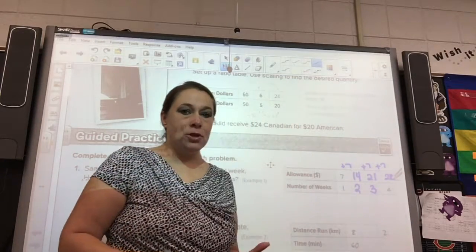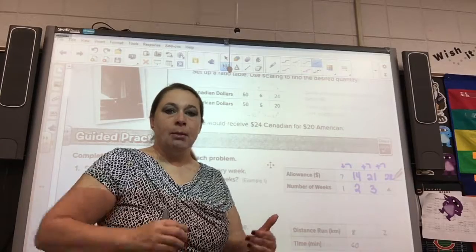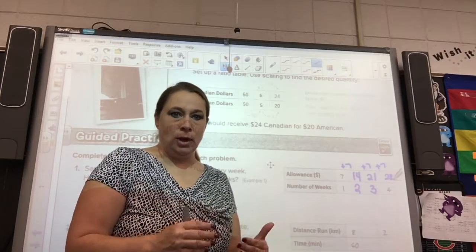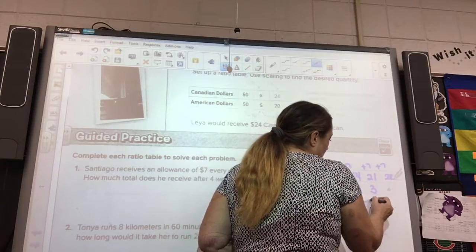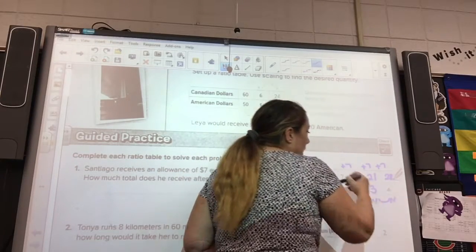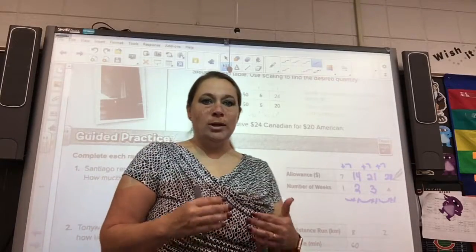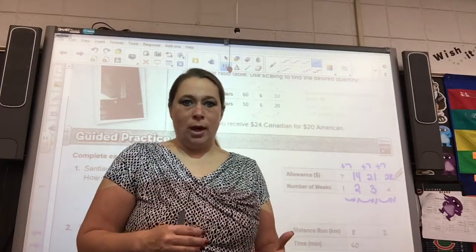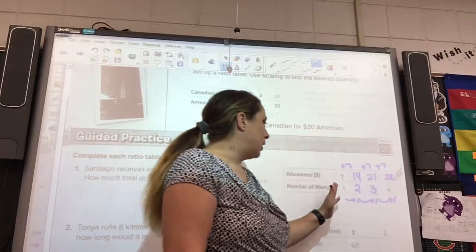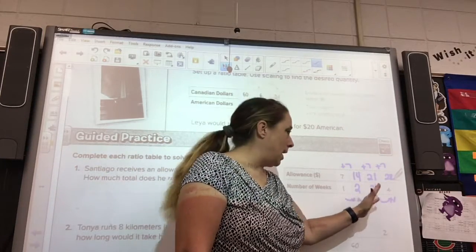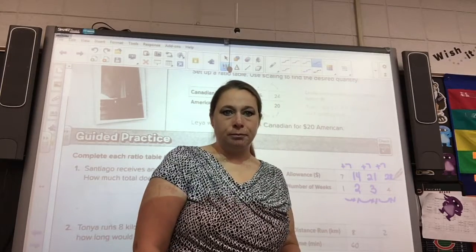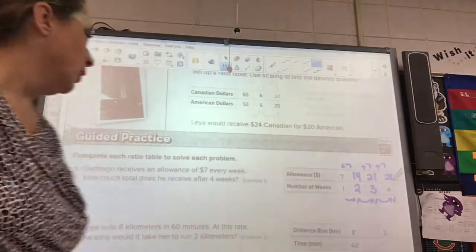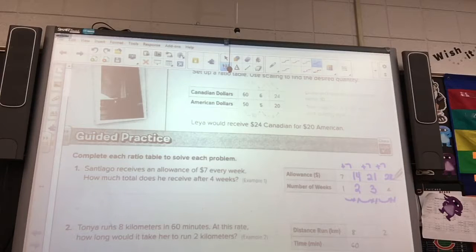Now, I know I had preached to you about doing the same on the top and the bottom, but it's doing the same value on the top and the bottom. So because we did plus 1, plus 1, plus 1, if we do the same on the top, as long as you're doing the same motion on the top and bottom, you're okay. So if you keep adding that number on each time, it will still be equivalent. All right, so for 4 weeks, he would earn $28.